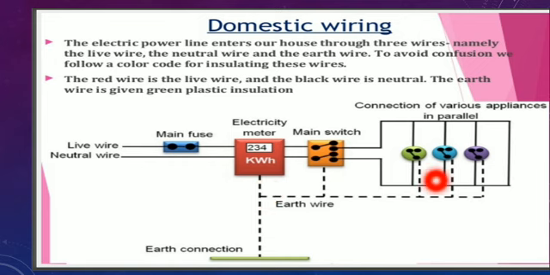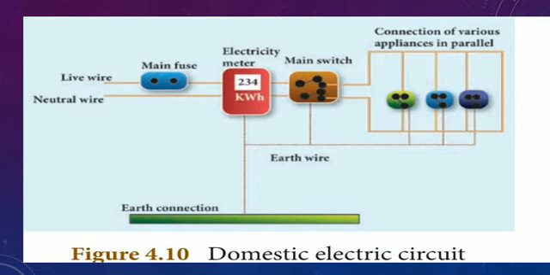In our home, the electric circuit is a parallel combination. Electrical connections are nothing but a parallel combination. All the switches and all the connections are parallel. This is the same diagram: live wire, neutral wire, main fuse, electric meter, main switch, and the parallel combination. Each has its own switch, for example one for a bulb, one for a fan, and one for a charging point, or some other applications, but the earth connection is common.